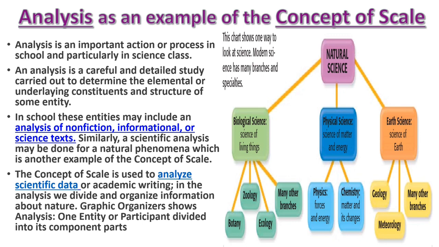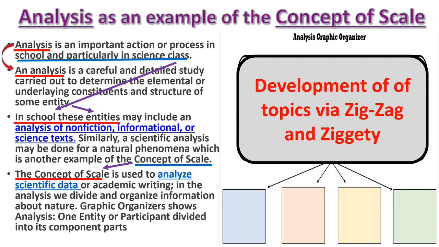Here we have science, natural science, divided into biology, physics, and earth science, or the physical sciences. Biology can be broken up into zoology, botany, ecology. Physical sciences can be broken up into physics and chemistry. Earth science can be broken up into geology, meteorology. So we take something, we divide it into smaller and smaller pieces.